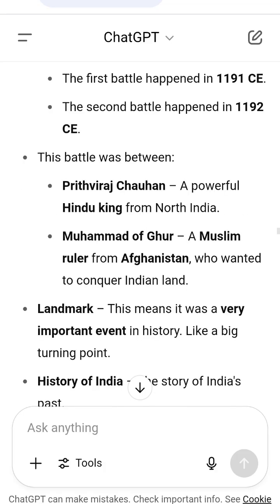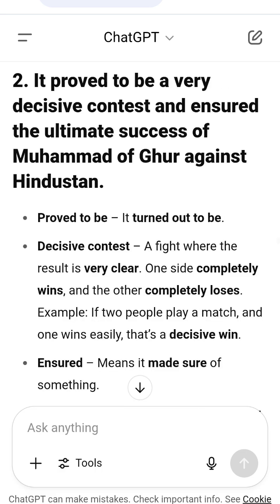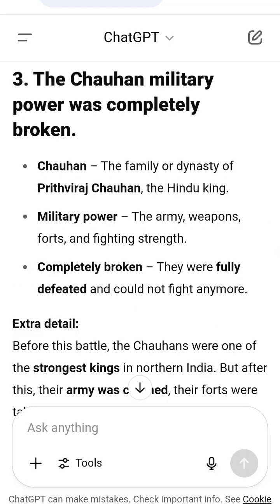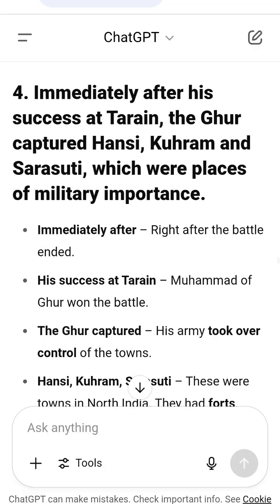2. Conquest of important fort towns. Right after the battle, Muhammad's army quickly took over several important towns like Hansi, Kuram, and Sarasuti. These were not just ordinary towns. They had military forts, weapons, and strategic value, which means they were very useful for controlling the land and guarding borders. To secure these towns, Muhammad stationed Turkish soldiers there. These troops formed garrisons, which are permanent military forces that protect a place.